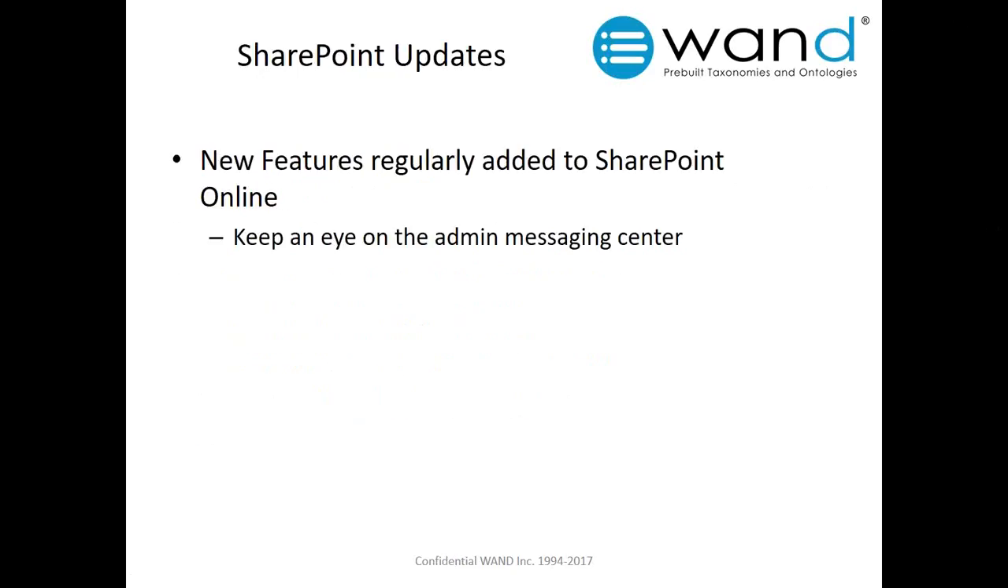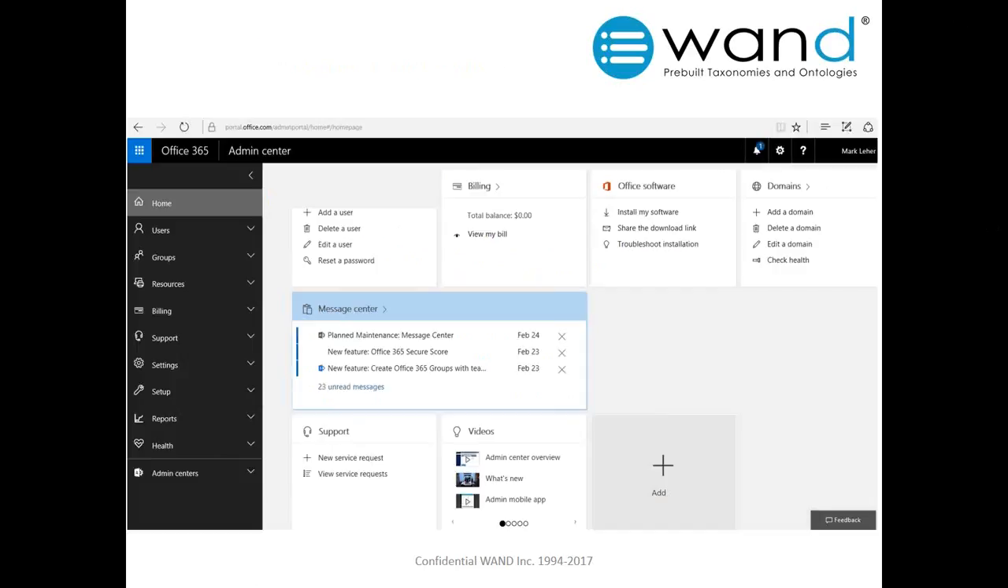So, SharePoint updates. As I said, new features are regularly added to SharePoint Online. Those are rolled out on a regular basis, so it's a good idea to keep an eye on your admin messaging center, which is right here. If you go to the Office 365 admin, right here is the messaging center. You can see even just in the last week, there's been a few notices. There's been a few more since I took these screenshots. So if you're on Office 365, keep your eye on that. You will be able to see the new features that get released and determine if and how you want to deploy those.